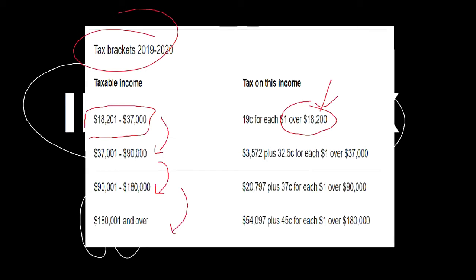As we can see here, these 19 cents for every dollar, that's basically a percentage. So the lowest tax bracket we have in Australia is 19%, because we're paying 19 cents in every dollar. Then it goes up to 32.5%, then 37%, and then the highest tax bracket is 45%. So for every dollar over this amount, you're going to be paying 45% in income tax. So that's a lot of money getting paid to the government.